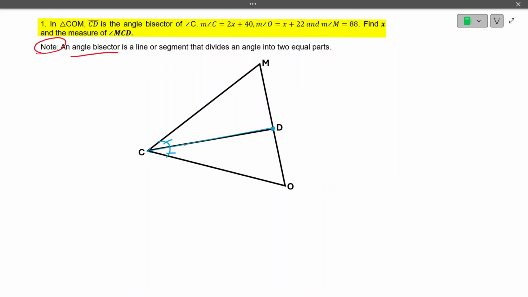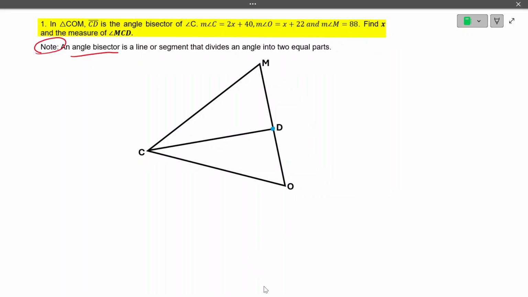Now, let's say angle C is 50, so the entire angle is 50 degrees. Since this angle is bisected, we now have two angles. So, this angle here is 25 and this angle here is 25. If we combine these two congruent angles, we'll get the entire angle C. Okay?